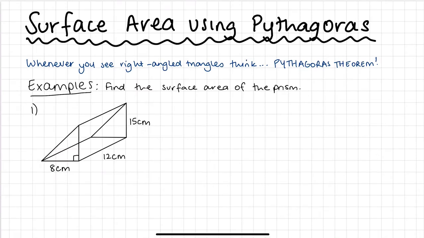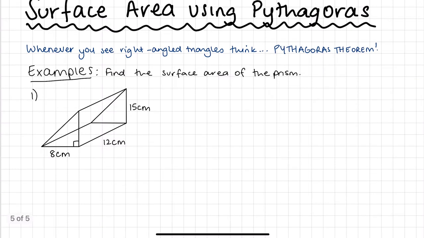Hey everyone, and welcome to the extension activity. We're going to be finding the surface area of prisms using Pythagoras theorem. So, whenever you see a right angled triangle, think Pythagoras theorem, okay? So here is an example of that.